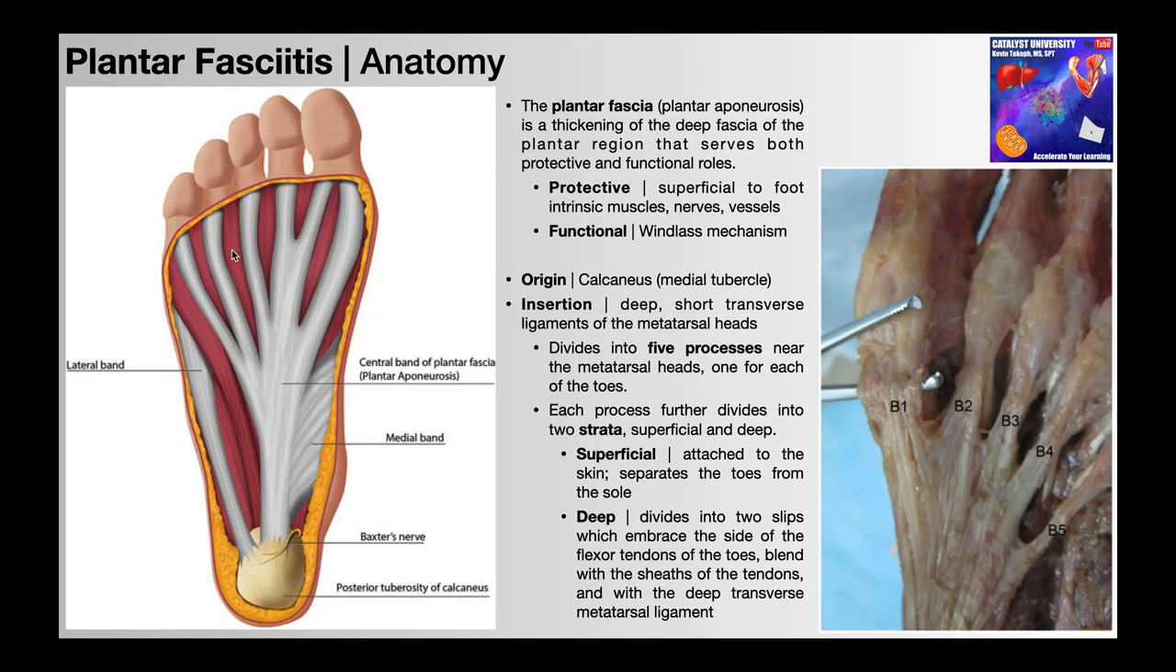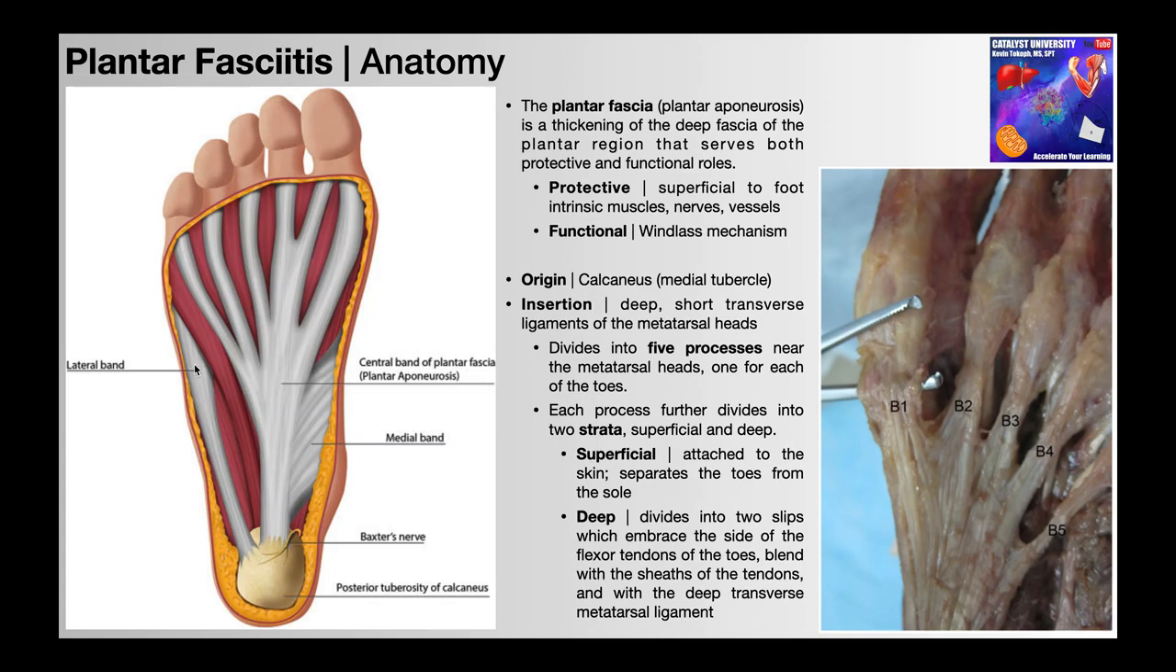All this red tissue right here, these are the intrinsic foot muscles. And lying superficial to these would be the deep fascia. Now, on the plantar region of the foot, there's a thickening of that deep fascia. And this thickening of the deep fascia, which you see right here, is called the plantar fascia, also known as the plantar aponeurosis.